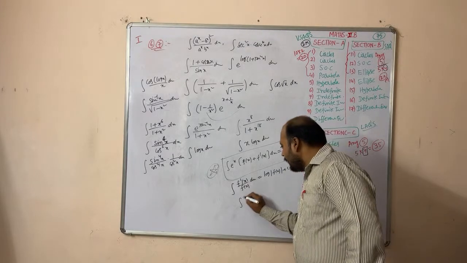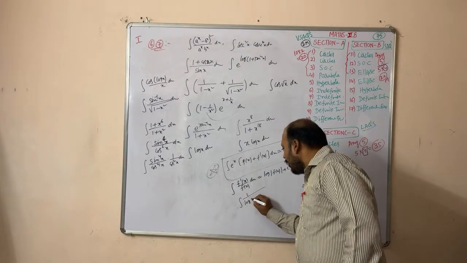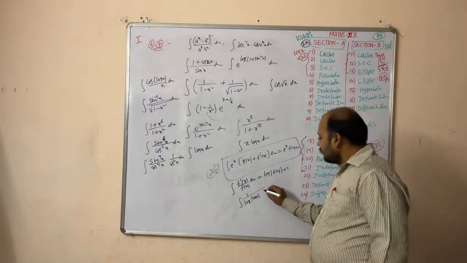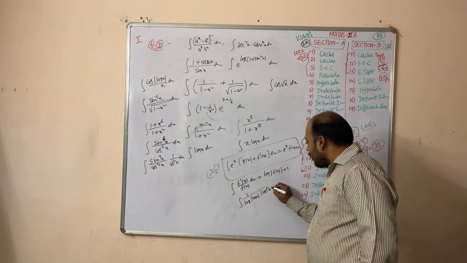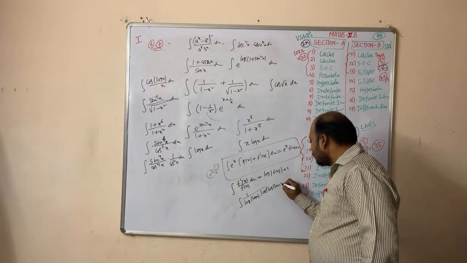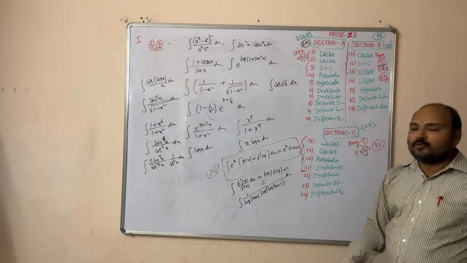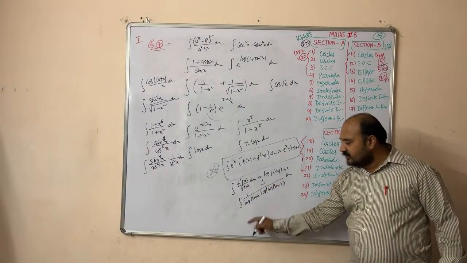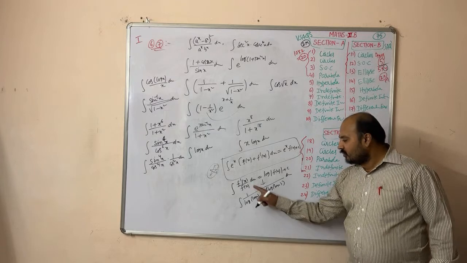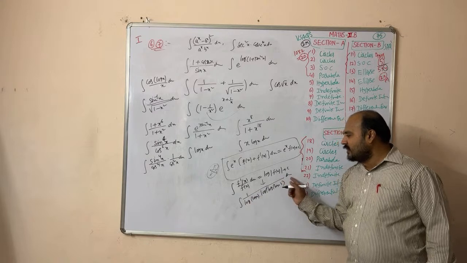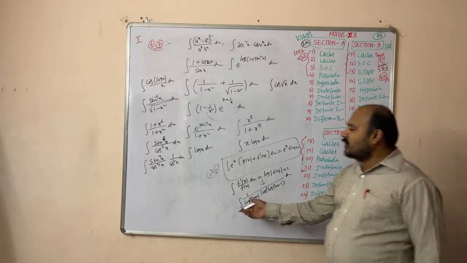So for example, integral 1 by log x into log x. For example, this only. If we take this one as t, then 1 by log x dx will become dt. Like this only the answer will come.